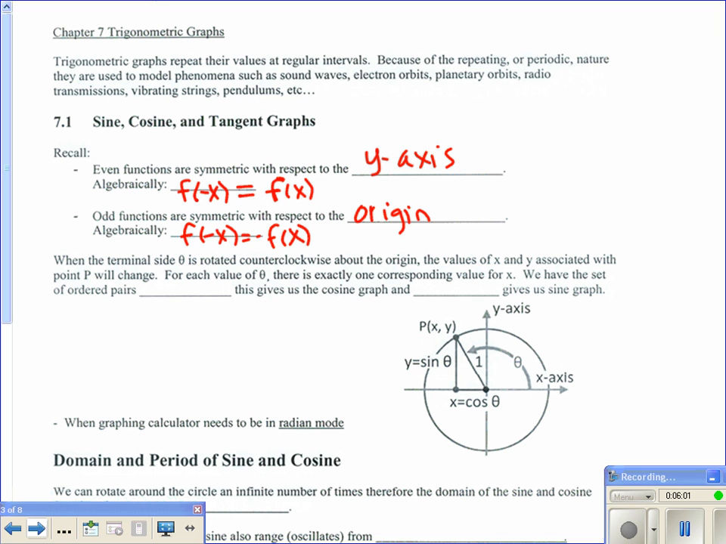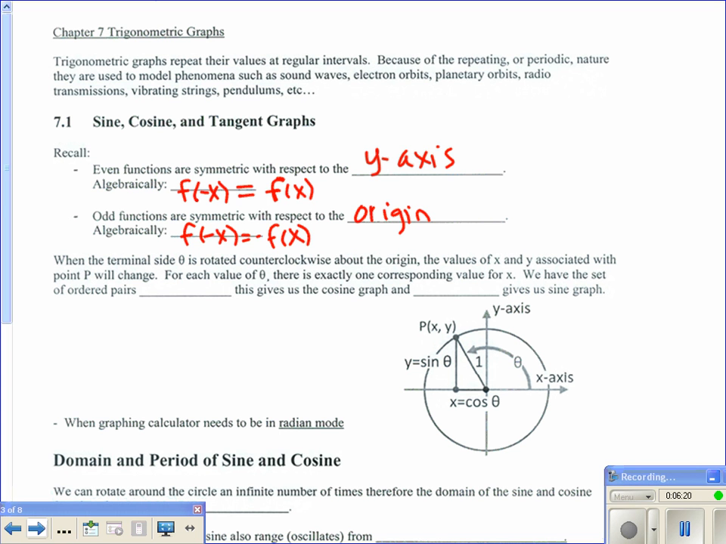Now, when the terminal side of theta is rotated counterclockwise about the origin, the values of x and y associated with the point P will change. For each value of theta, there's exactly one corresponding value for x. We have this set of ordered pairs, and I'm going to talk about that in a second, that gives us the cosine graph, and then one that gives us the sine graph.